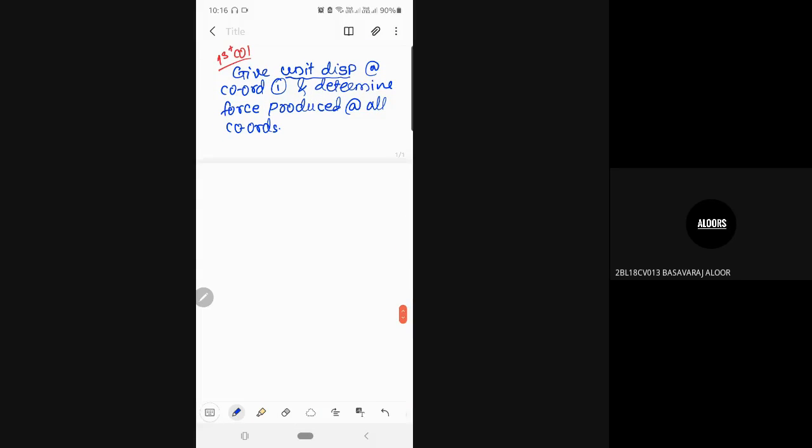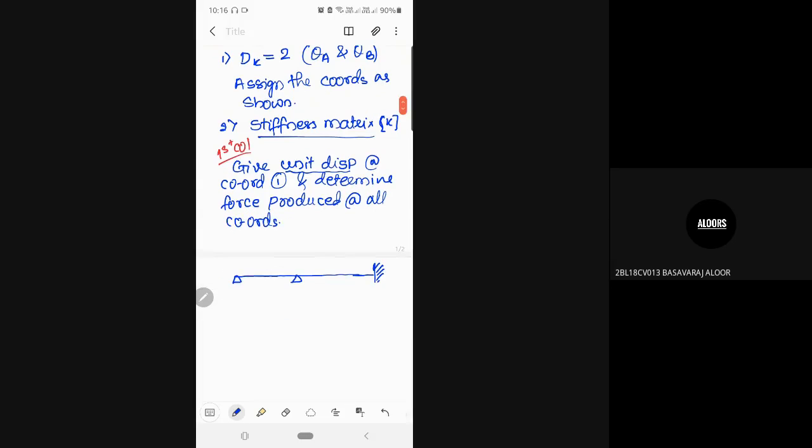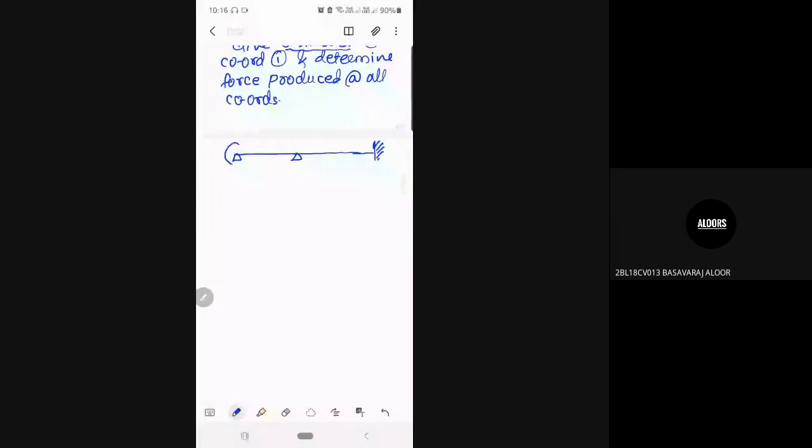So how to give that unit displacement? Coordinate number 1, where is coordinate number 1? Coordinate number 1 is at A, it is clockwise. So when I apply a force like this, the beam will deflect like this. This is the deflection of the beam. The span AB will deflect, but BC will not deflect.